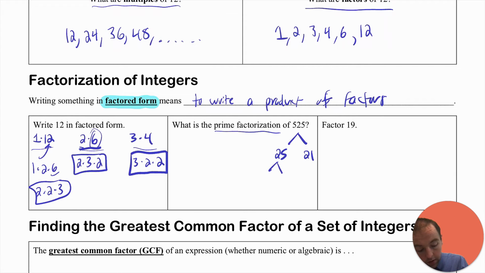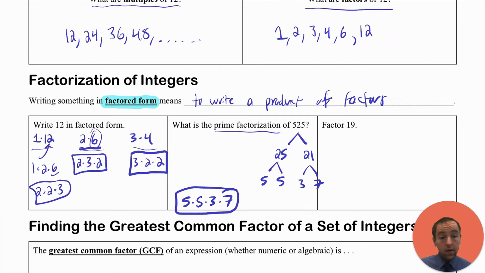But then you could break down 25 into 5 times 5, but you can't break that part of the tree down any further because both of those numbers, they're both 5s, are prime. And then 21 you could break down into 3 times 7, but both 3 and 7 are prime. So all of the ends of the trees are going to be the prime factors that, when you multiply them all together, is still going to equal 525. So 5 times 5 times 3 times 7 would be a factored form, but actually the prime factored form of the number 525.